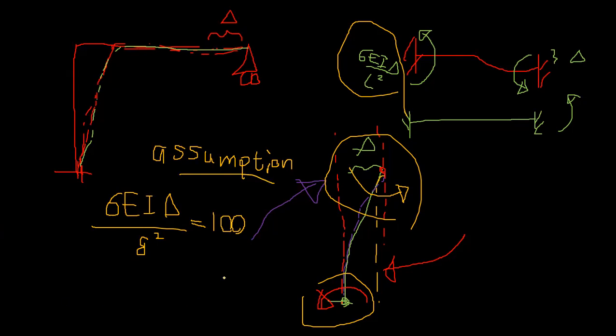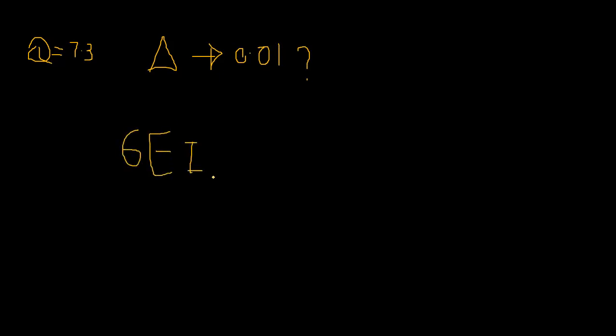This is the assumption I take. Why? To simplify, right? If I can take this into a moment distribution table, I can easily simplify. Even if you need, so this is your Q, right? Q is actually 7.3. Let's say this will have a value of actually 0.01, right? So we don't know the value. The problem we have is we cannot simplify this term in the moment distribution table.